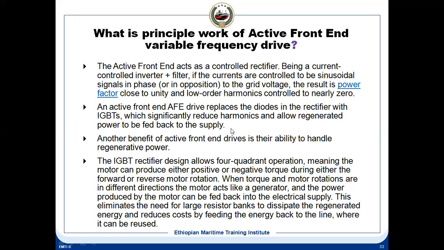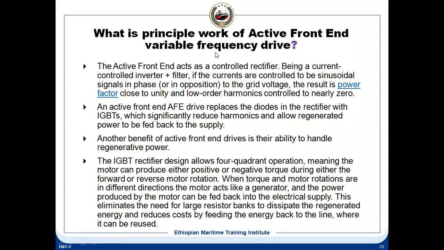This is very important. Suppose a brake is applied to the motor. So what happens? IGBT allows 4-quadrant operation, regenerative braking, meaning the motor can produce either positive or negative torque during either the forward or reverse motor directions. And when the torque and the motor rotation are in different directions, the motor acts like a generator, and the power produced by the motor can be fed back to the electrical supply for regeneration. This is possible only with active front end.